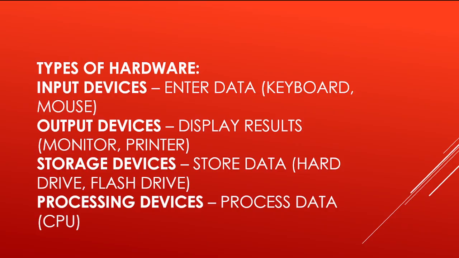Then we have types of hardware. We have the input devices, output devices, storage devices, processing devices. So here, under the input devices, it is used to enter data, like the keyboard and also the mouse. Then we have output devices. These display results, like monitor and printer.